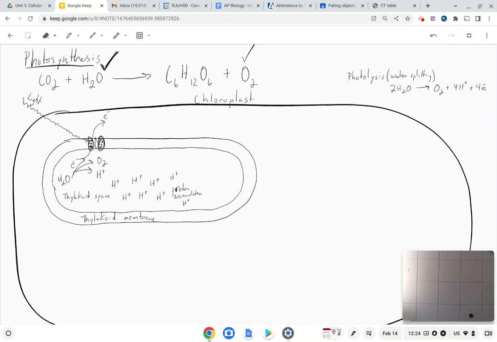So the next step is that there's also photosystem 1, and it looks similar. It's got chlorophyll. And so again, you've got the light coming in. And basically what will happen is the electron will get further excited.